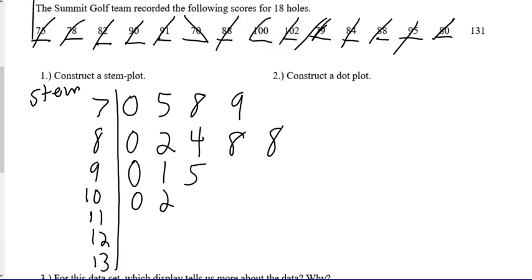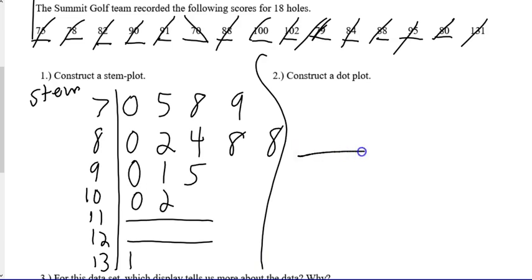Do I have any numbers in the teens? 1 something? No, I do not. I don't put a 0 there because that would represent 110. I'm just going to leave it empty. If it makes you more comfortable, if you want to put a line there, that's fine. I have no 120s, and I have 130, 131. And now all my numbers are crossed off. That is a stem and leaf plot.